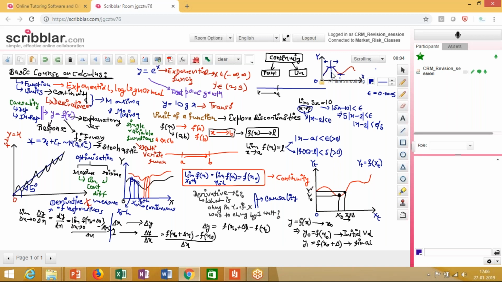How do I identify where a function maximizes? To understand where the function maximizes, I need to understand the characteristics of the function at the point where it is reaching a maximum. So what is the characteristic? Before the function reaches a maximum, what is happening? The function is increasing with x.